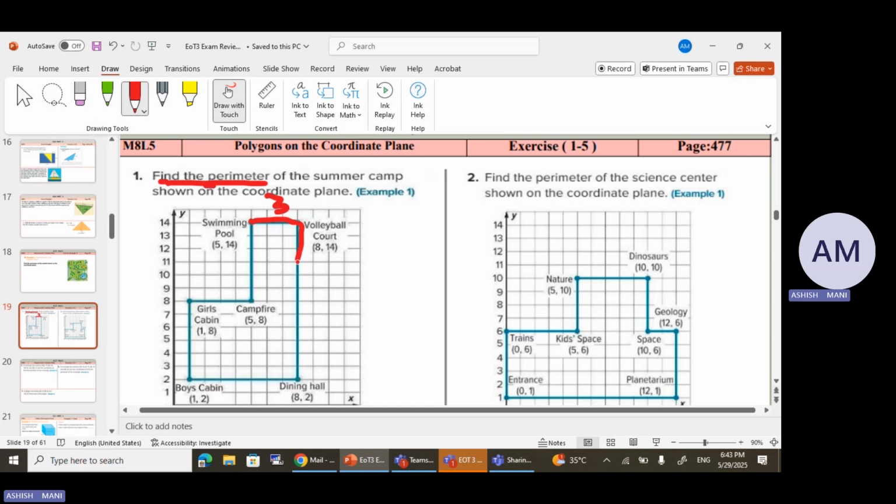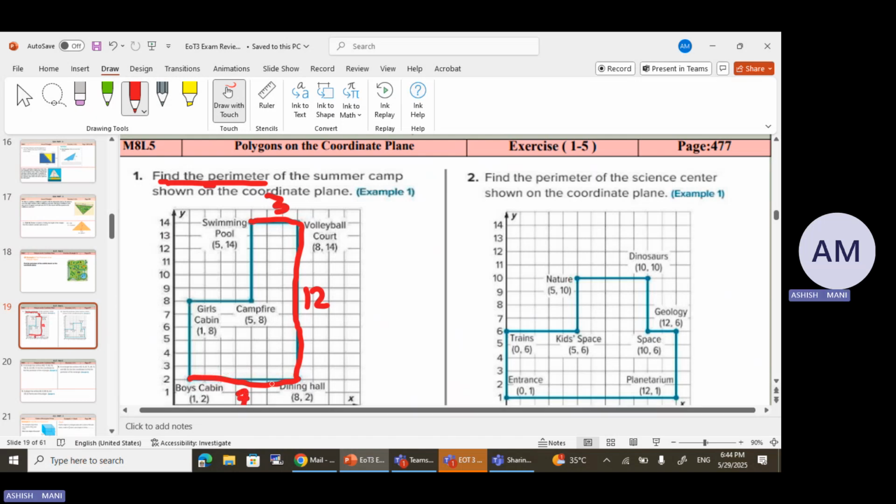Then volleyball to dining hall. We have to count the boxes: 1, 2, 3, 4, 5, 6, 7, 8, 9, 10, 11, 12. So the distance is 12. The number of boxes equals the distance between two things. Now here, dining hall and boys cabin. You can count the boxes: 1, 2, 3, 4, 5, 6, 7.